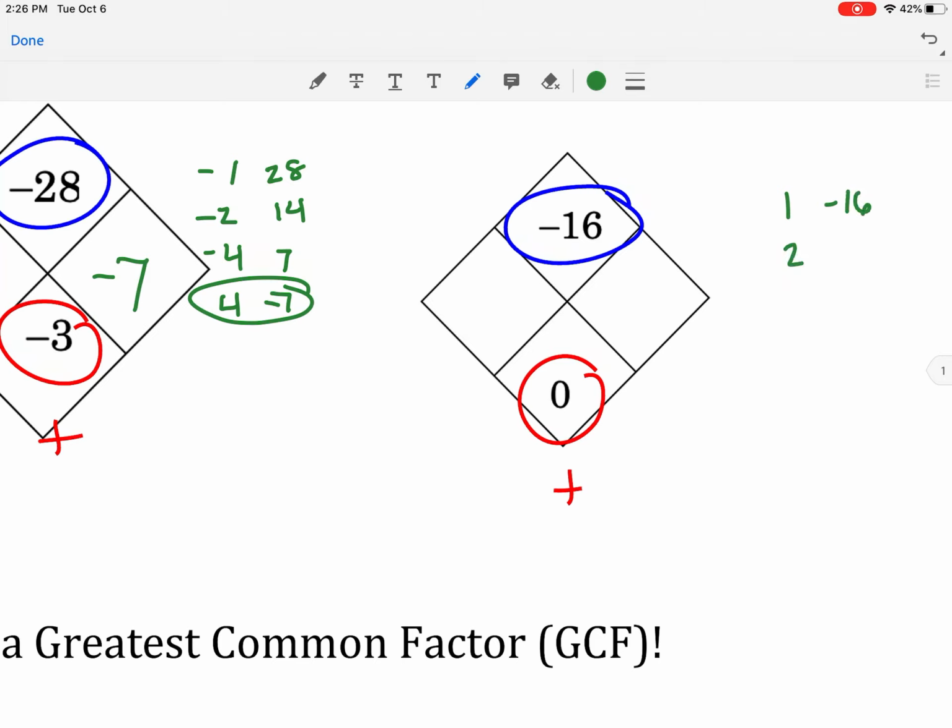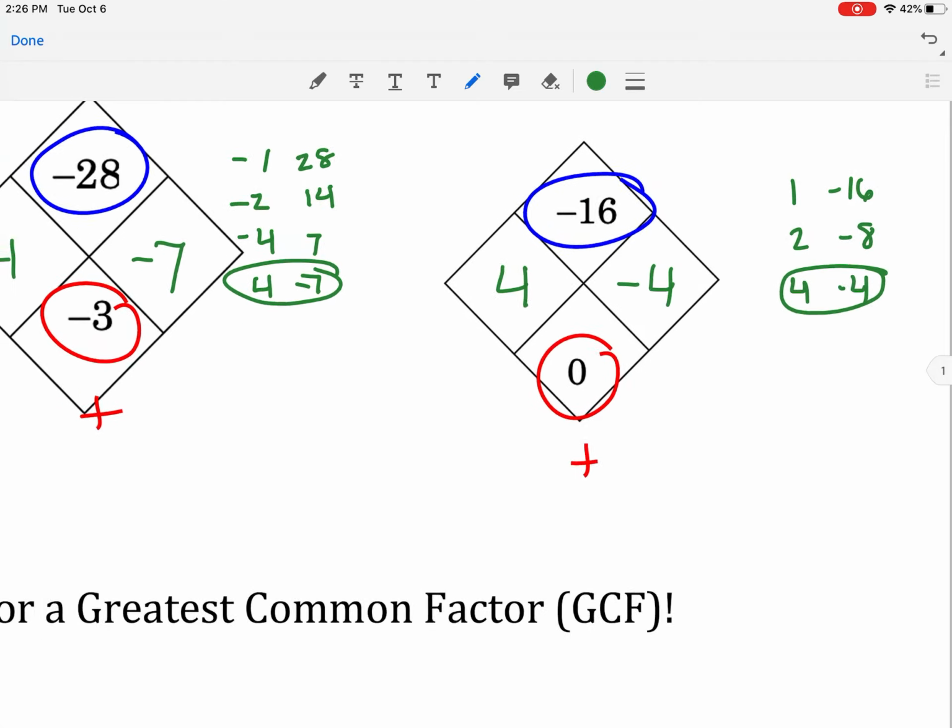So I have 1 and 16. Remember, one of them has to be negative. Okay, do any of those add together to be 0? And the answer is yes, 4 and negative 4. Perfect. So now we're going to use those in our factoring.